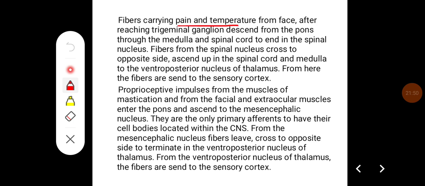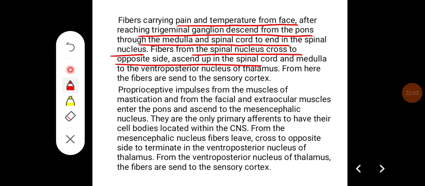Fibers carrying pain and temperature from the face, after reaching the trigeminal ganglion, descend from the pons through the medulla and spinal cord to end in the spinal nucleus. Fibers from the spinal nucleus cross to the opposite side, ascend up in the spinal cord and medulla to the ventroposterior nucleus of the thalamus. From here, the fibers are sent to the sensory cortex.